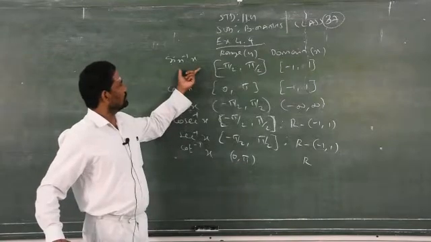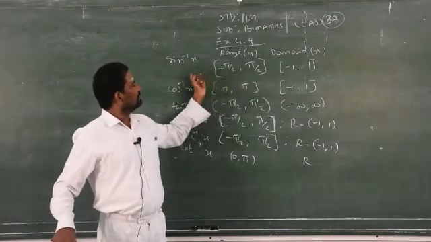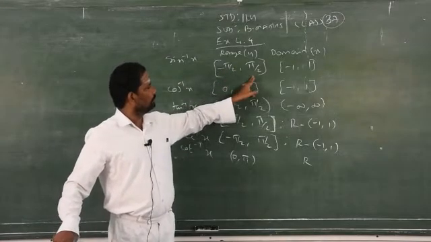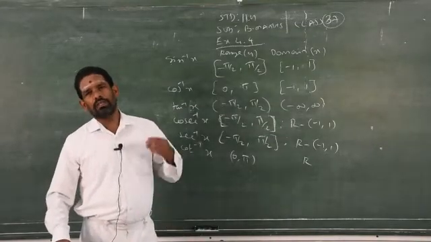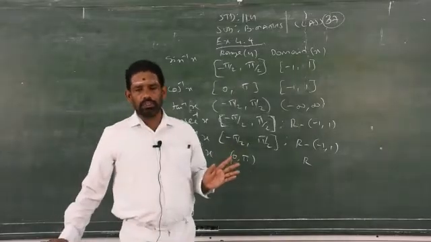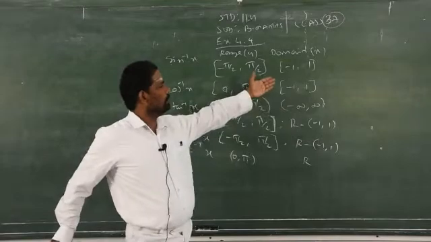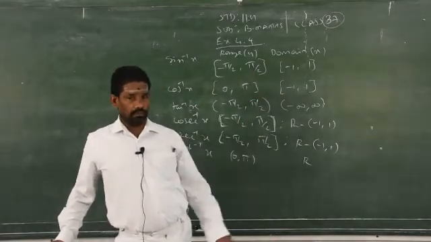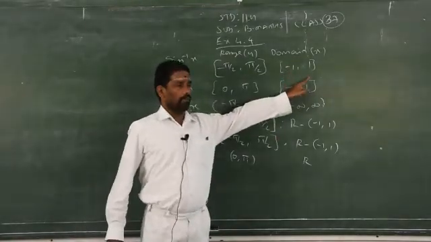Sine inverse of x: for sine inverse of x, the range lies from minus pi by 2 to plus pi by 2. The value will always be between minus 1 and 1. So there won't be any question asking for less than minus 1 or more than 1. The domain should lie from minus 1 to plus 1. It is a closed interval, which means minus 1 and plus 1 are included.